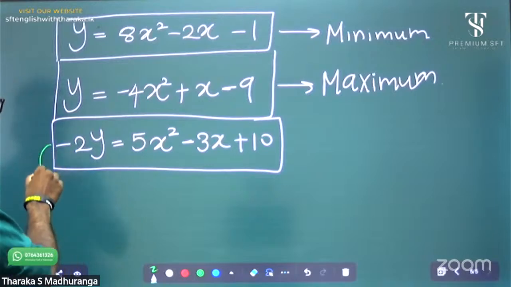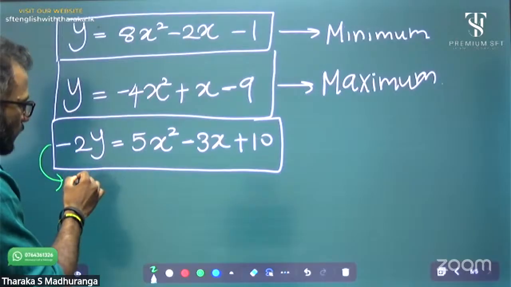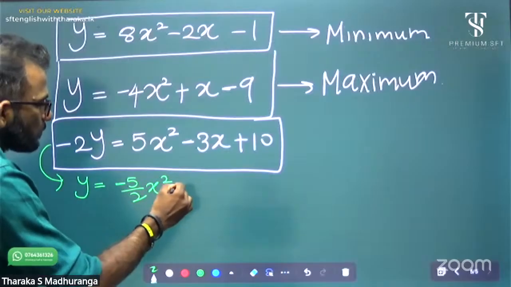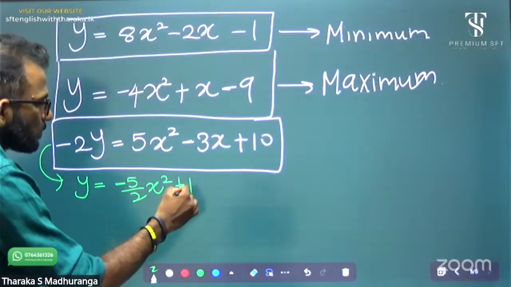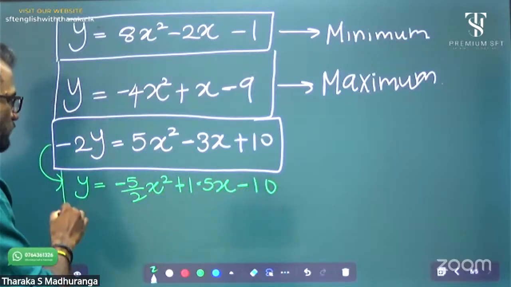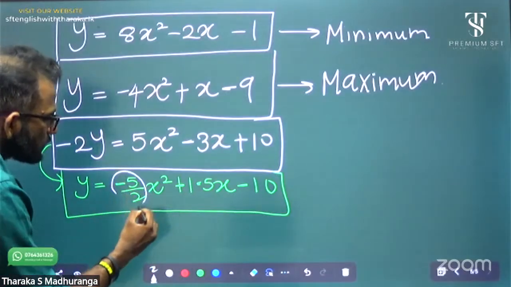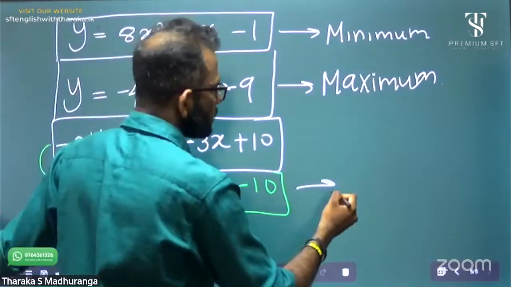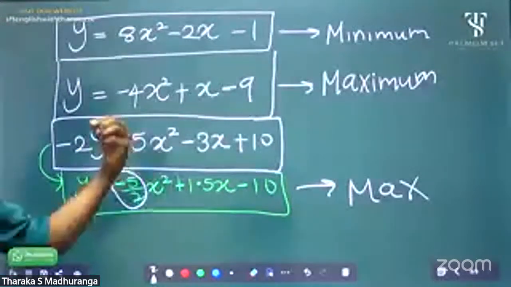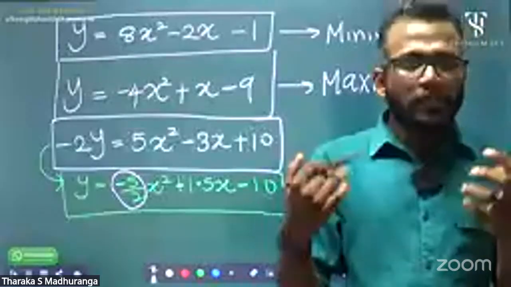First of all, you have to convert that into common order. What's the common order? y equals minus 5 over 2 x squared plus 1.5x minus 10. Okay, this is the common order equation. Now the A value is a minus value, therefore it is maximum.